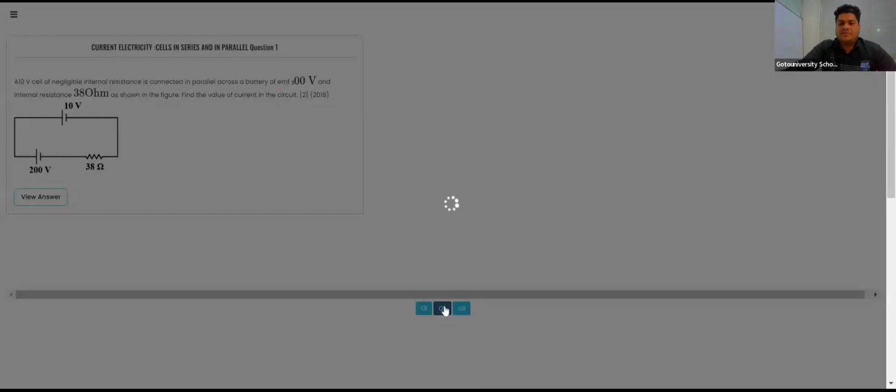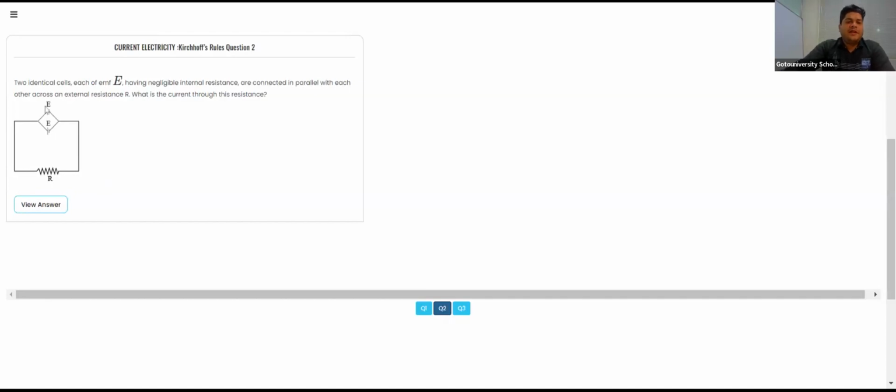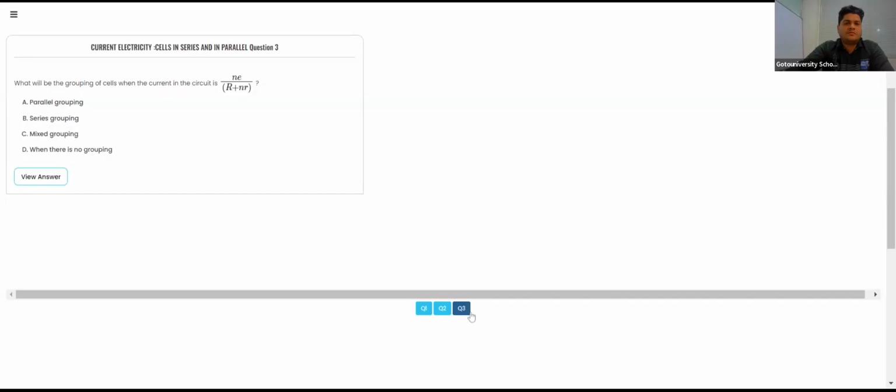Okay, then we have, what will be the grouping of cells when current in the circuit is nE over R plus nr? It will be parallel grouping, series grouping, mixed grouping, or no grouping. I repeat the question. What will be the grouping of cells when the current in the circuit is nE over R plus nr: parallel, series, mixed, or no grouping?